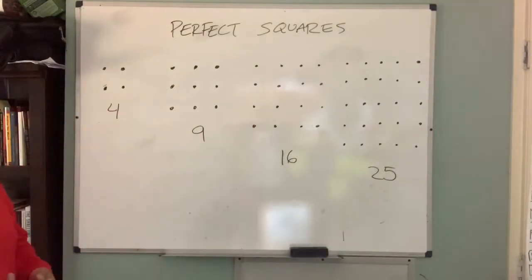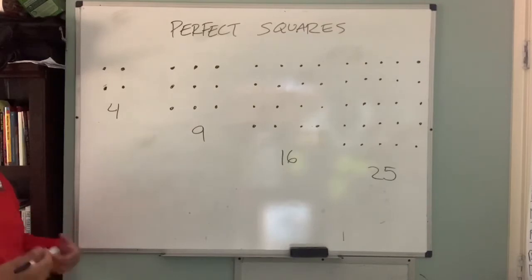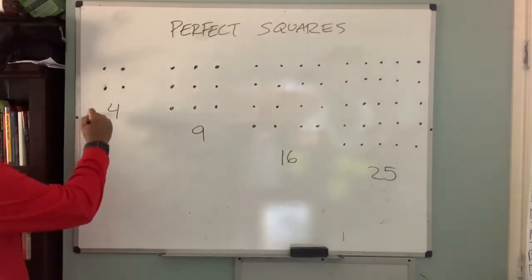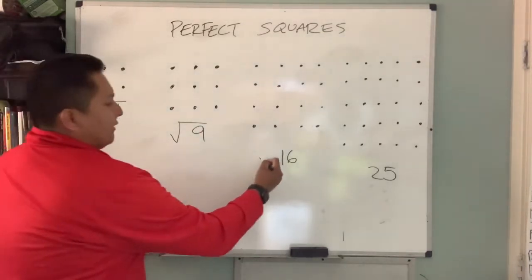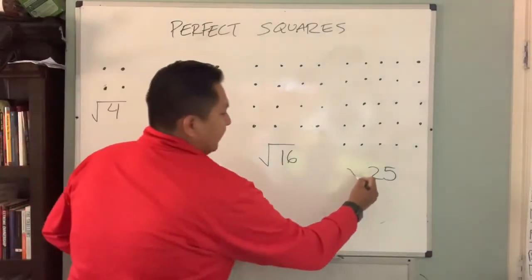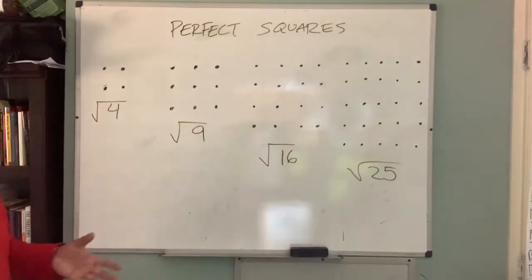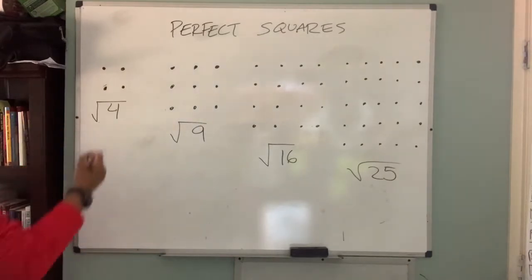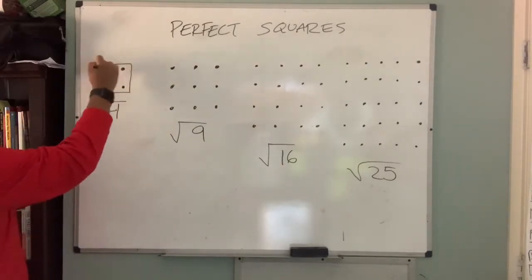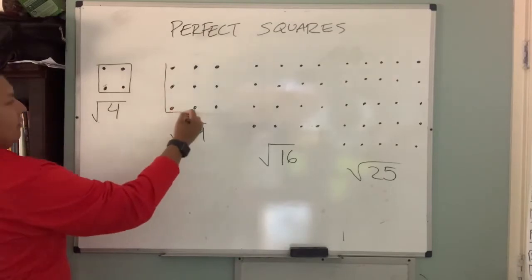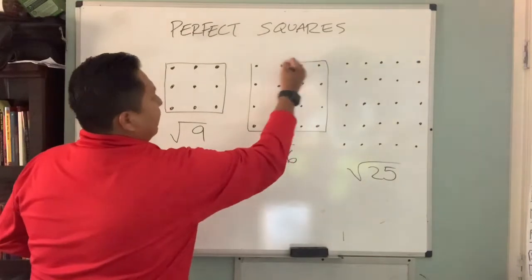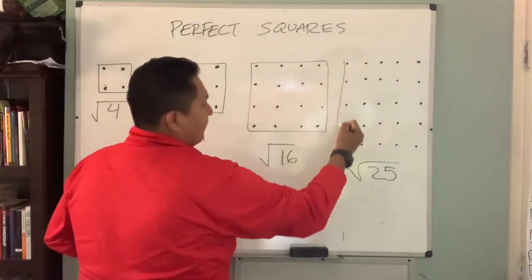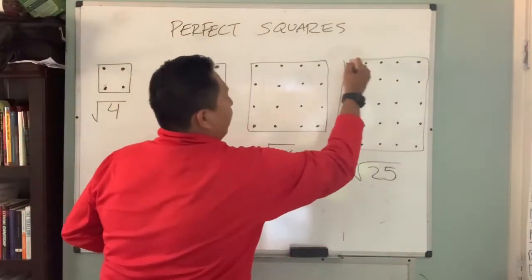Now, when thinking of a perfect square, that automatically says square root to me. So what is the square root of 4? What is the square root of 9? What is the square root of 16? And what is the square root of 25? I'm sorry, 25. If we look at the first one, technically the geometrical shape is a square. The second set is a square. Third set is another square. And the fourth set is another square.